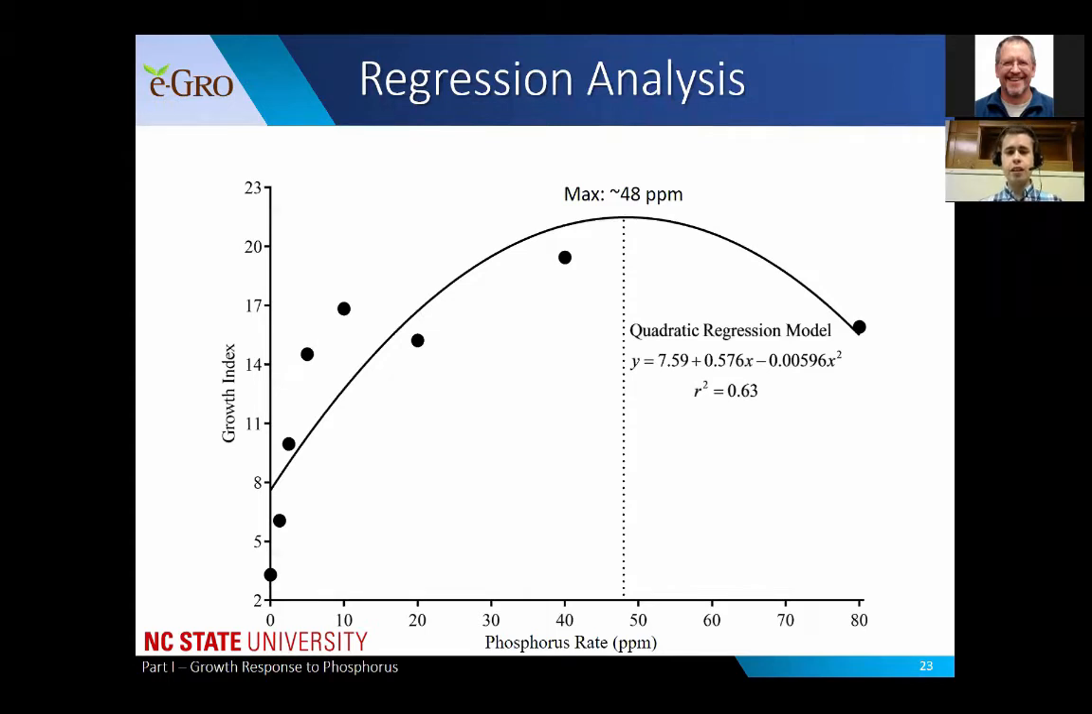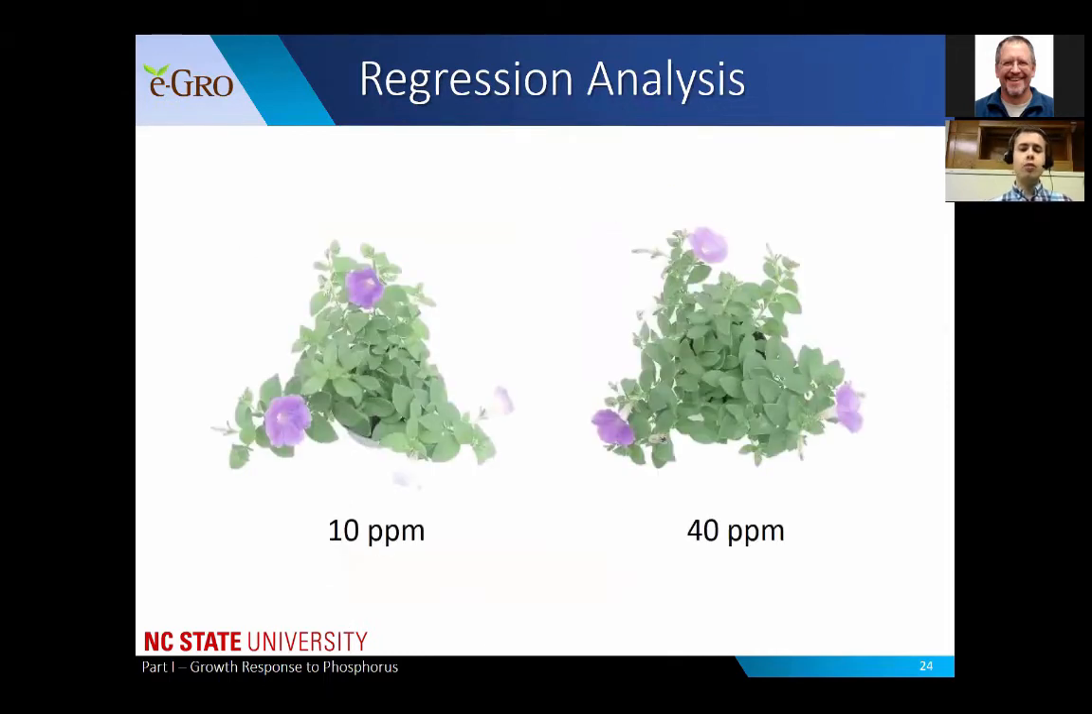parts per million. But of course, that's not really what we saw from the pictures, because if you follow this over to the actual growth index, that would indicate that plants grown with 48 parts per million phosphorus would be roughly twice the size of plants grown with 10 parts per million phosphorus. But this isn't what we saw from the pictures. So there's this almost doubling of growth indicated by this model. But what we saw from the actual plants is that those grown with 10 and 40 parts per million were about the same size. So obviously this type of regression didn't fit our data very well.